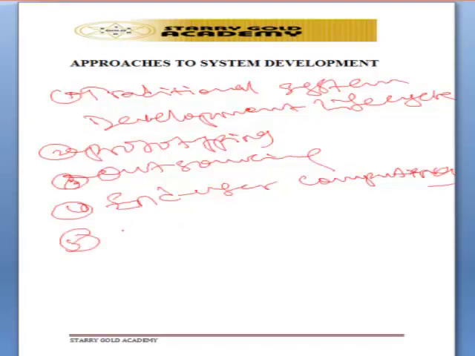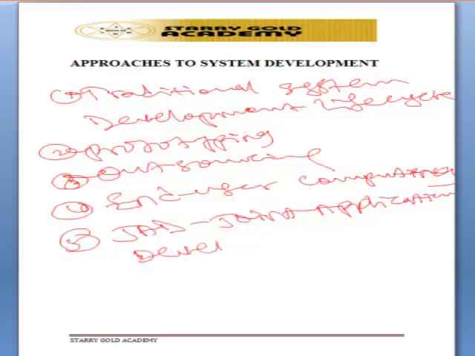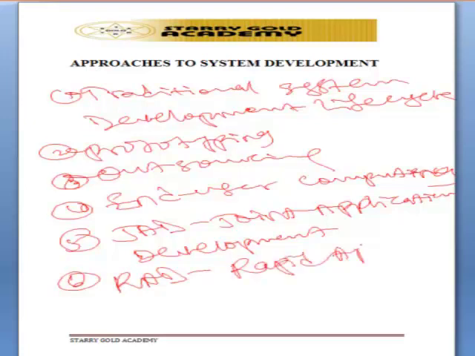Then we have what's called JAD. JAD means joint application development. Then we also have RAD, that is rapid application development. So these are some of the approaches that can be used in order to develop a new system.